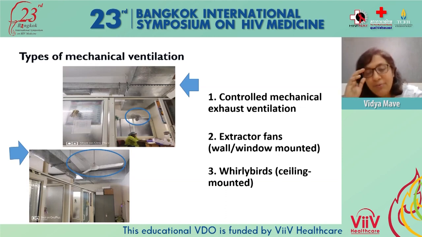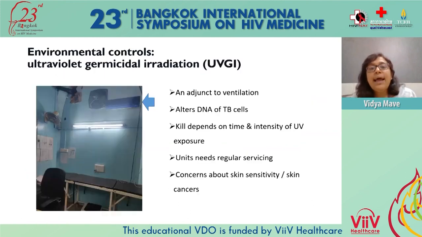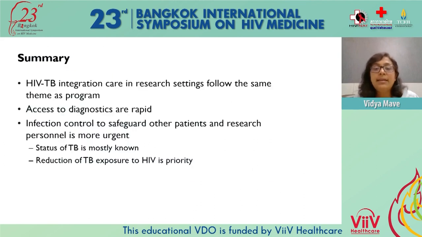Mechanical ventilation, including an indigenous way of circulating air at least 6 to 12 times per hour, has been implemented in our research area where we see all of our TB patients. And then we also have ultraviolet germicidal irradiation, which has become a standard for all of our research areas.